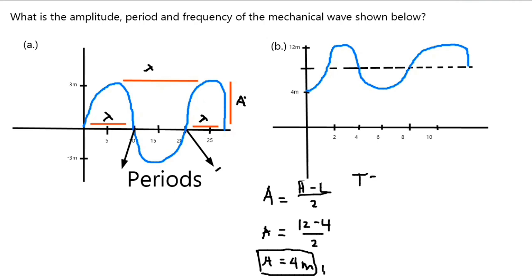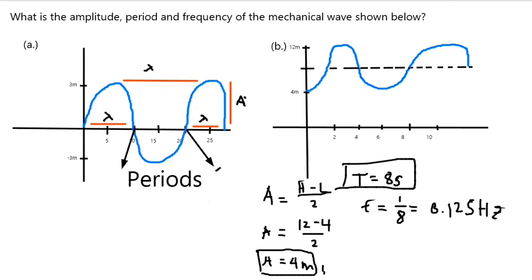Okay, now let's calculate the period. So the period here is just 8 seconds, as you can see there. And the frequency is just 1 over 8, which is 0.125 hertz.